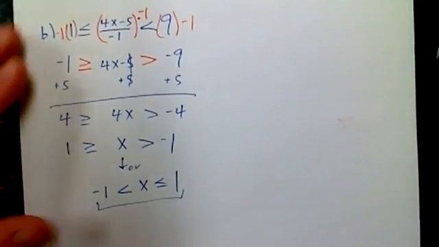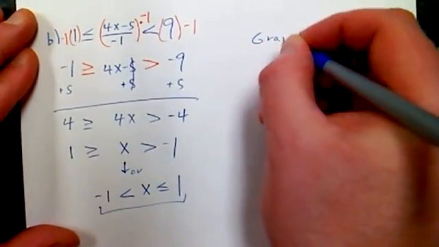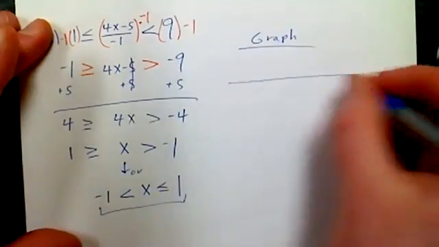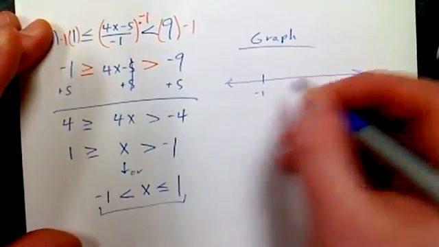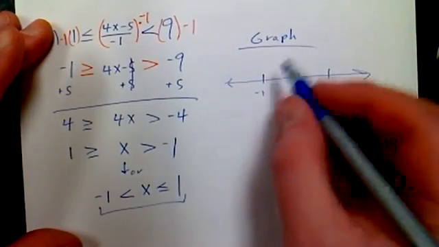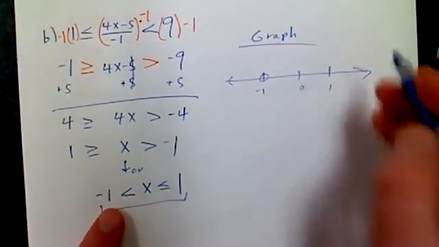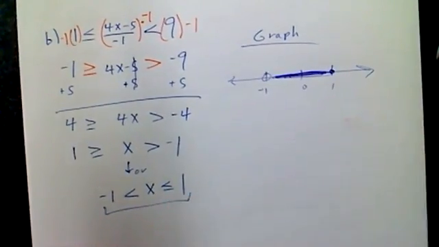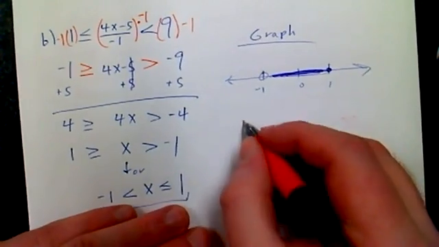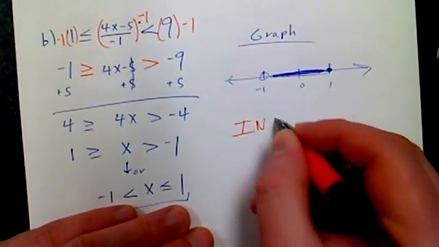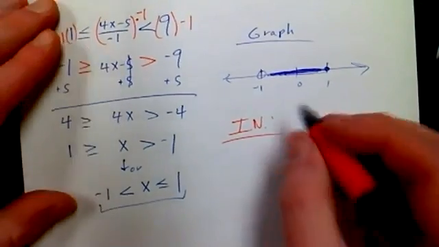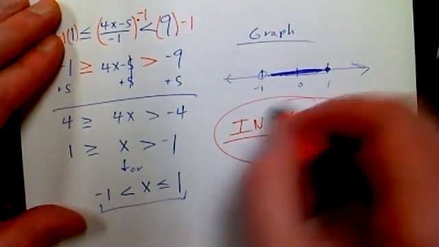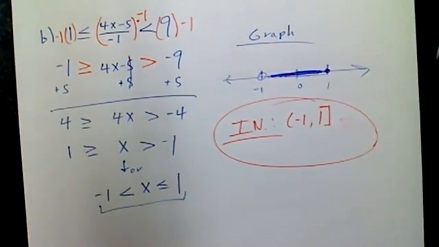And once again, we can say, okay, well, here's my graph that represents such a solution. And we're going from negative 1 to 1, not including negative 1, and including 1. And we want everything in between. From there, it's easy to write our answer in interval notation. And that answer is negative 1 to 1, but we're including the 1. So we're right here, okay?